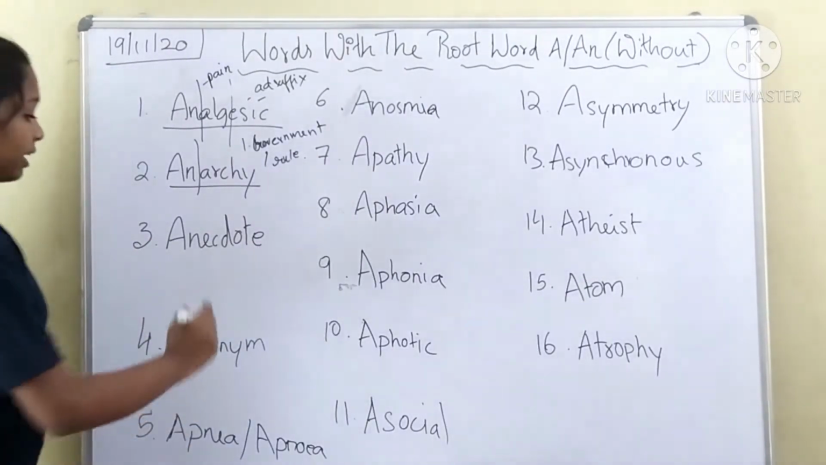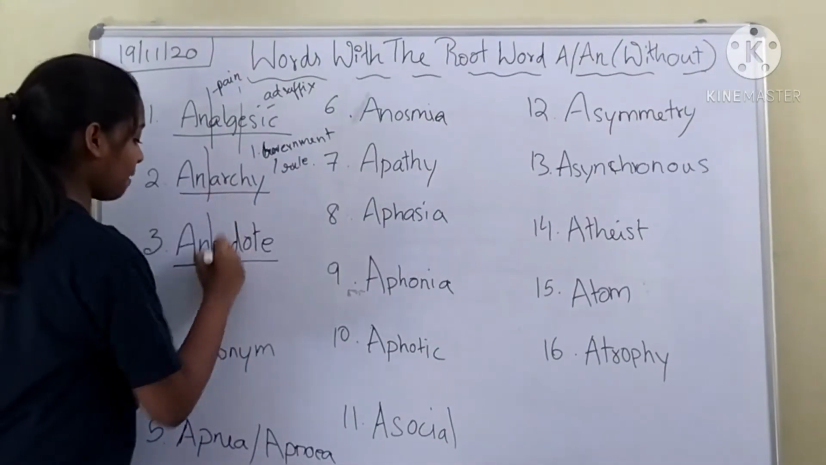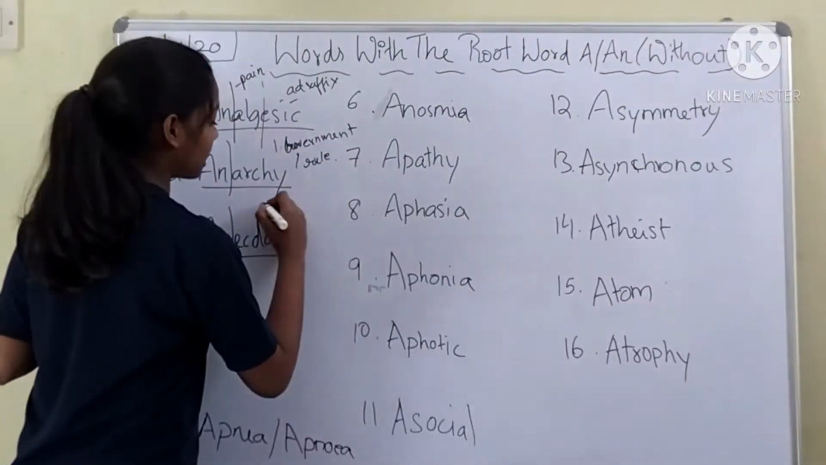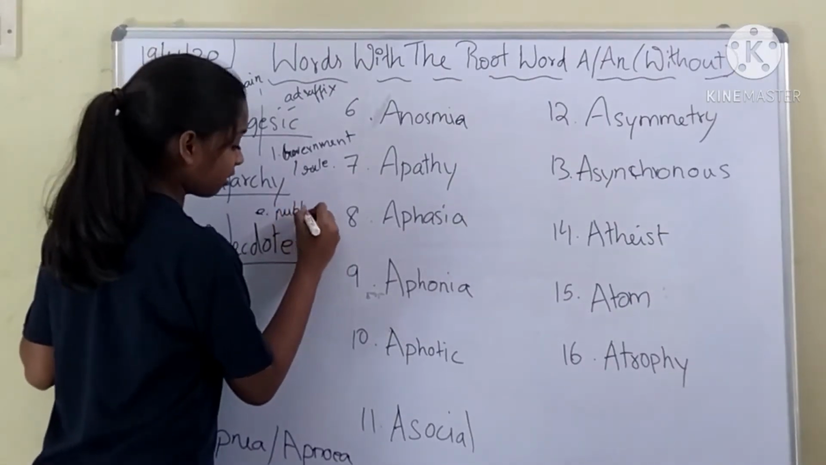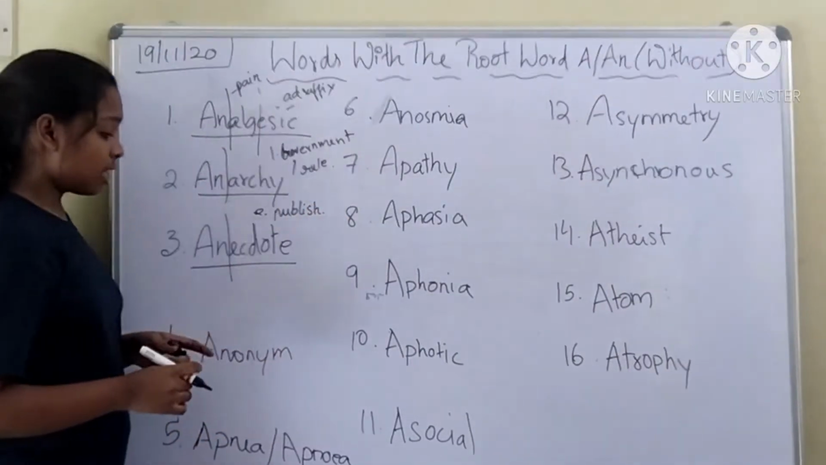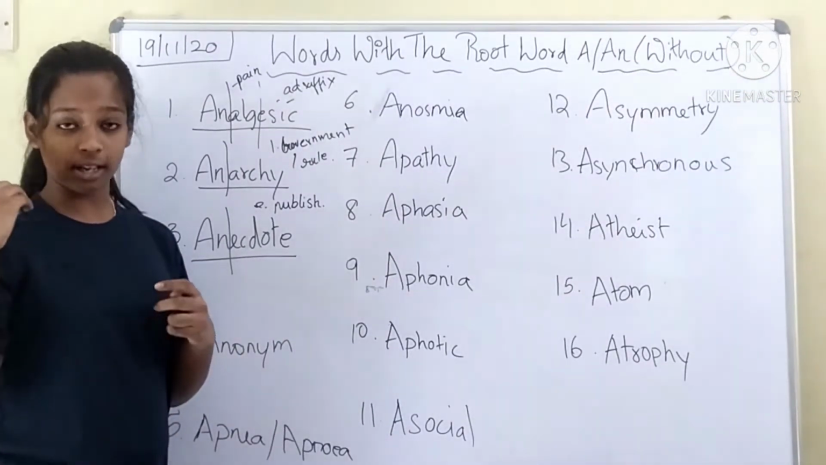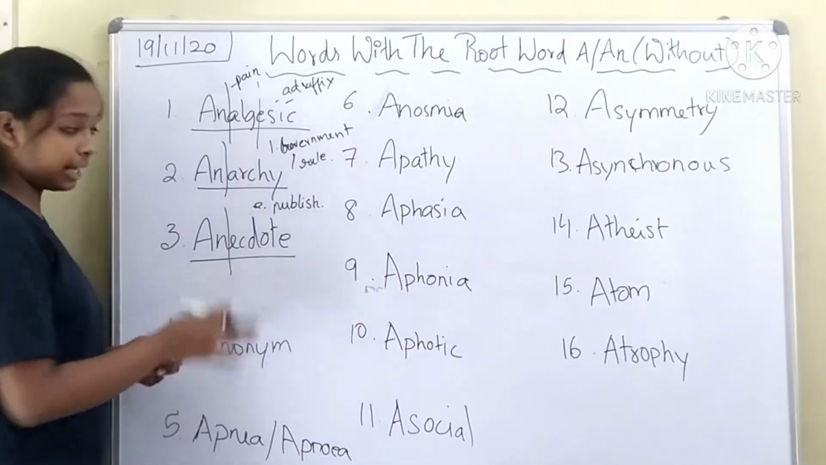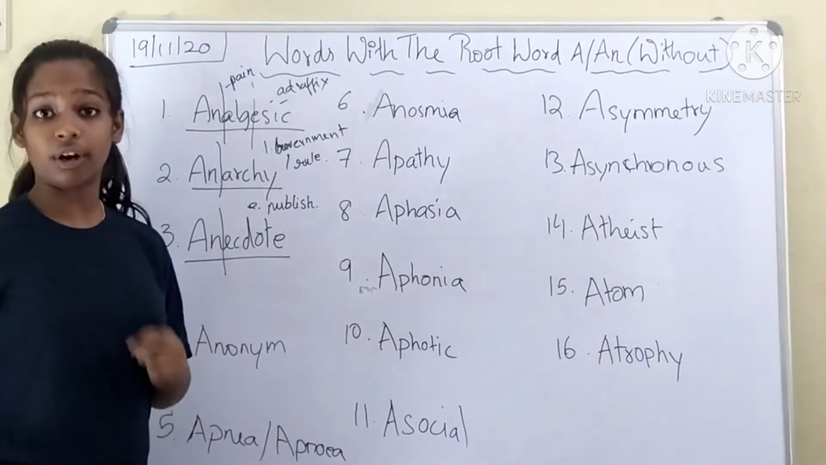The next word for today is anecdote. Anecdote has 2 root words in it. An means without, ekdot. Ekdot means to publish, and it is the second new root word. So the word means a short, amusing story of some real life person or event.